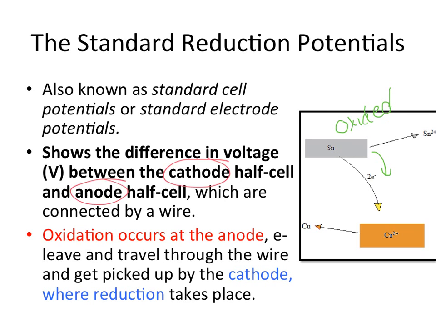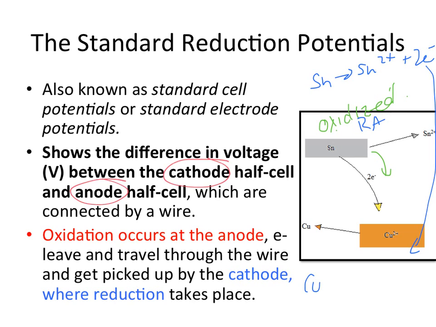Oxidize. You need to learn how to spell that. It's oxidized. So if it's oxidized, that also means that it is the reducing agent. Okay? It's reducing the Cu2+, which is gaining the electrons. So as Sn turns into Sn2+ plus 2 electrons, those 2 electrons are being picked up by copper, where Cu2+ is picking up those 2 electrons and turning into Cu metal.